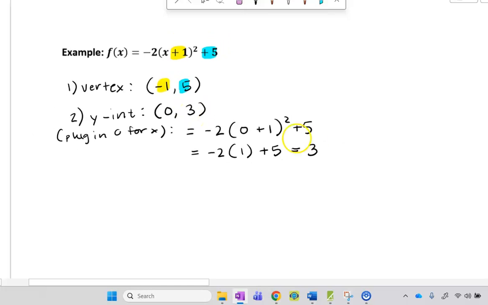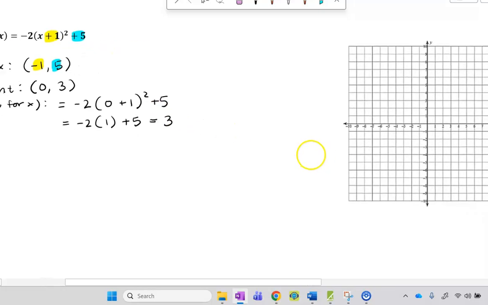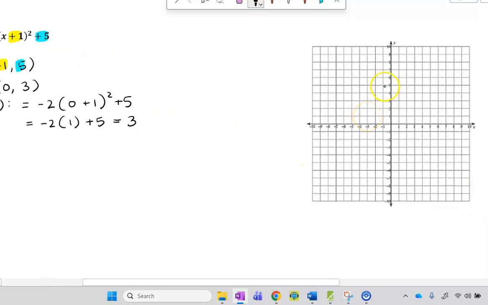So now I can head over to my graph and I can plot both of these things. So I'm going to start with the vertex. The vertex is at -1, 5, and I am going to label it. I can also plot my y-intercept at 0, 3.